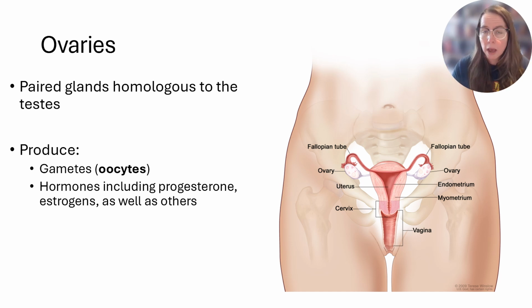We do also have two paired glands, just like males do. They are called ovaries. The female ovaries are where we produce our gametes, which are called oocytes, and they are homologous to the testes. Just like the testes produce testosterone, the ovaries are also producing hormones that are very important, like we talked about last chapter, with not only primary but also secondary sexual characteristics in females, and these include progesterone and estrogens. We also have some others involved in there, including a little bit of testosterone.